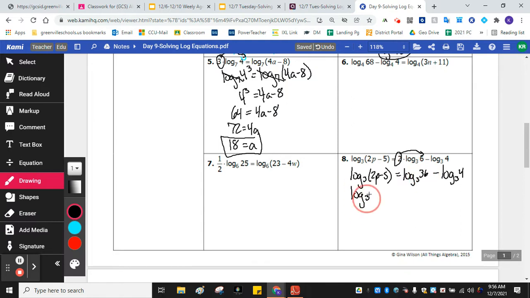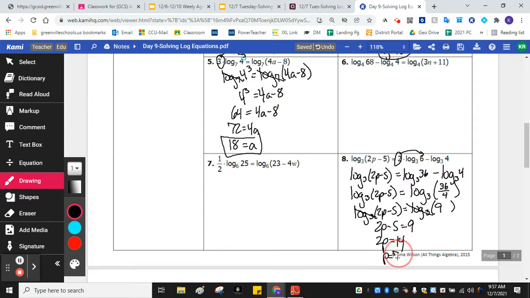So log base 3 of 2p minus 5. And then if you have two logs being subtracted, you can condense that with division. So it'll be 36 divided by 4. So you have log base 3 of 2p minus 5 equals log base 3 of 36 divided by 4, which is 9. And then they're both log base 3, so you can cancel this out and do 2p minus 5 equals 9. So 2p equals 14 and p equals 7. Check your answer. And your answer is correct, so you're good to go.